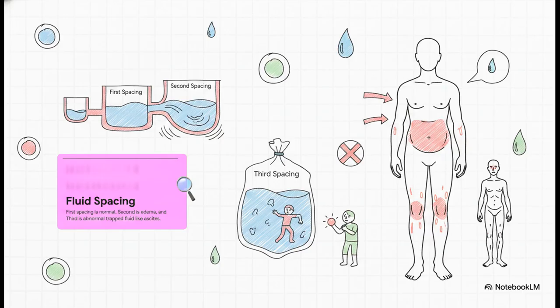But, as we know, sometimes fluid ends up where it shouldn't. First spacing is totally normal. Second spacing is the abnormal accumulation of interstitial fluid. That's what you'd see as peripheral edema. But third spacing, that is particularly dangerous.